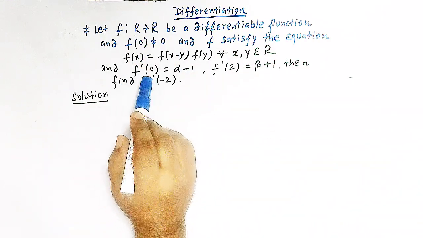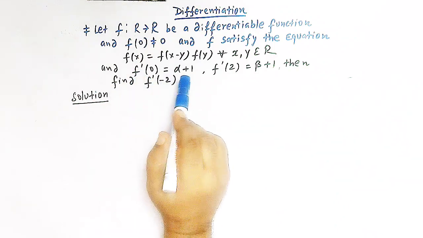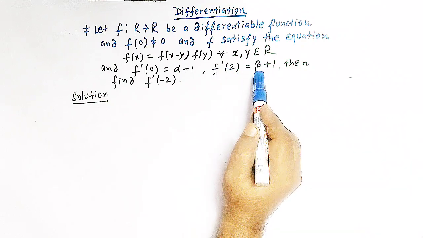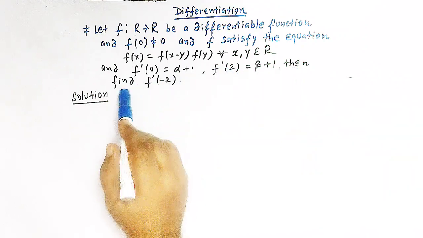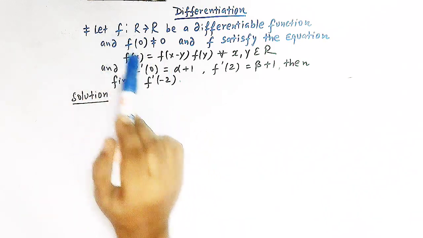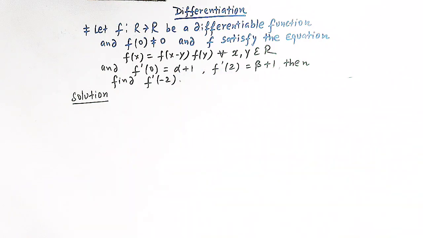And in addition to this, we are given that f prime of 0 is equal to alpha plus 1, and f prime of 2 is equal to beta plus 1. Then we have to find the derivative of this function f at minus 2. And here alpha and beta are not equal to minus 1. So let us see how we can solve this problem with the help of partial differentiation.